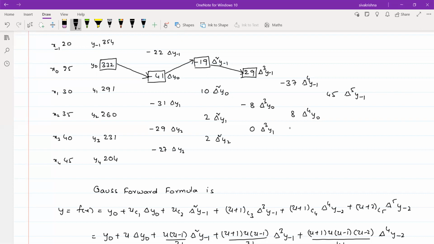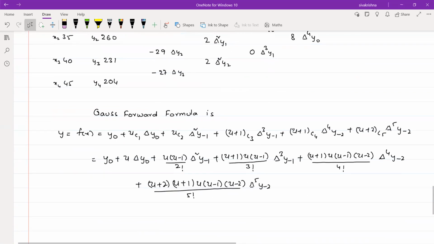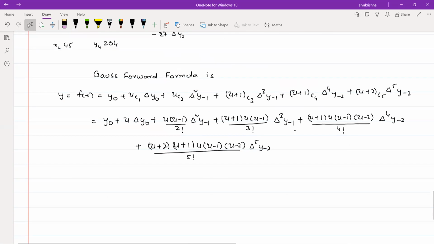So we have to round the terms in the table. Whatever terms we are having in the table, we have to round those terms only. We have rounded up to delta cube, which means we have to substitute the values up to delta cube only in the formula. So we have to neglect delta power 4 and delta power 5 terms. So I am writing the values in the formula.